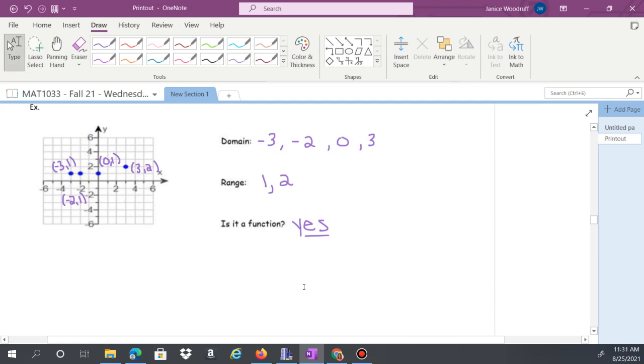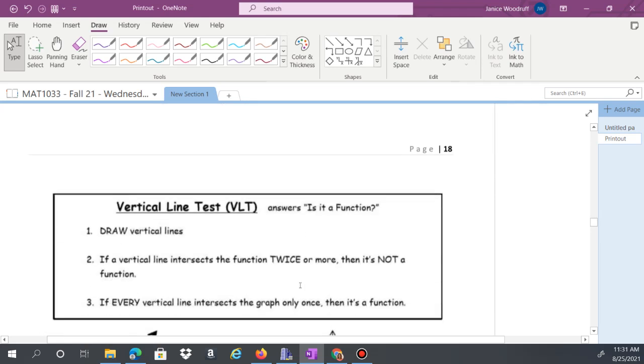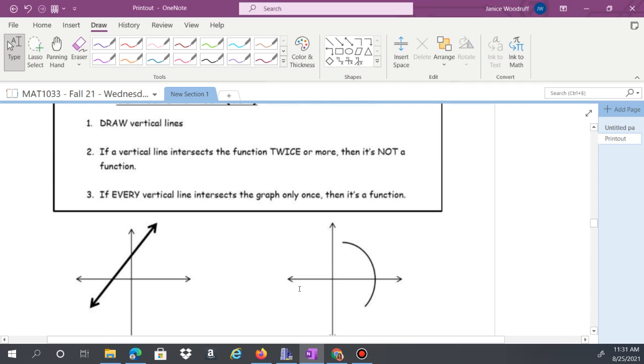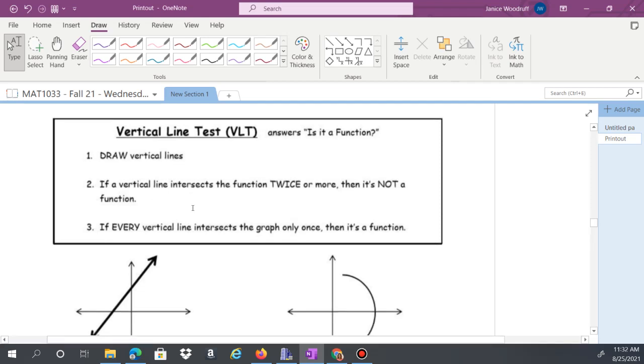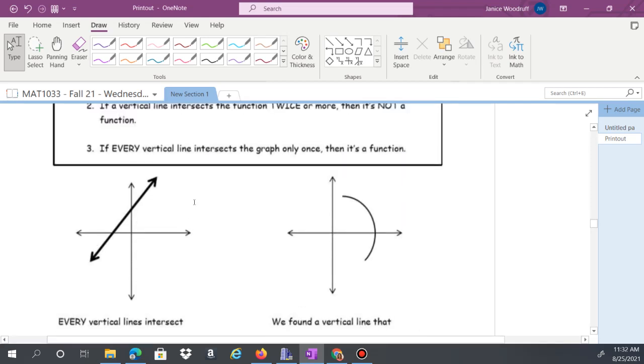Okay, another way that we can determine if something is a function from a graph is using the vertical line test. The vertical line test will answer if something is a function. You'll draw a vertical line, or even if you're looking at your screen, you can kind of just take your pencil vertically across the screen. If it hits the graph more than once, then it's not a function. If it only intersects it one time, then it is a function.